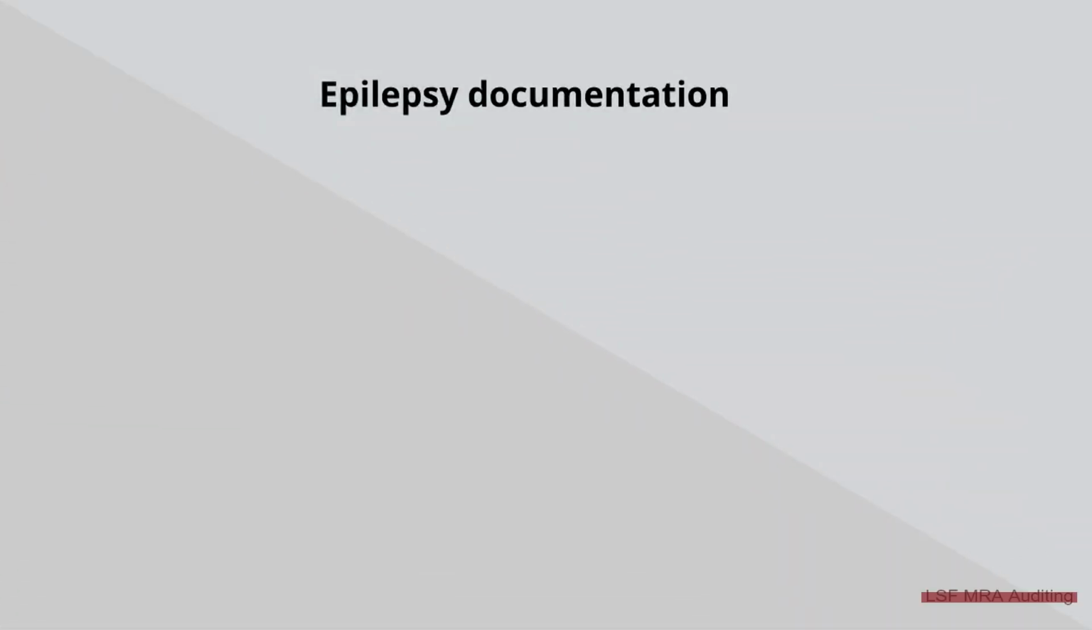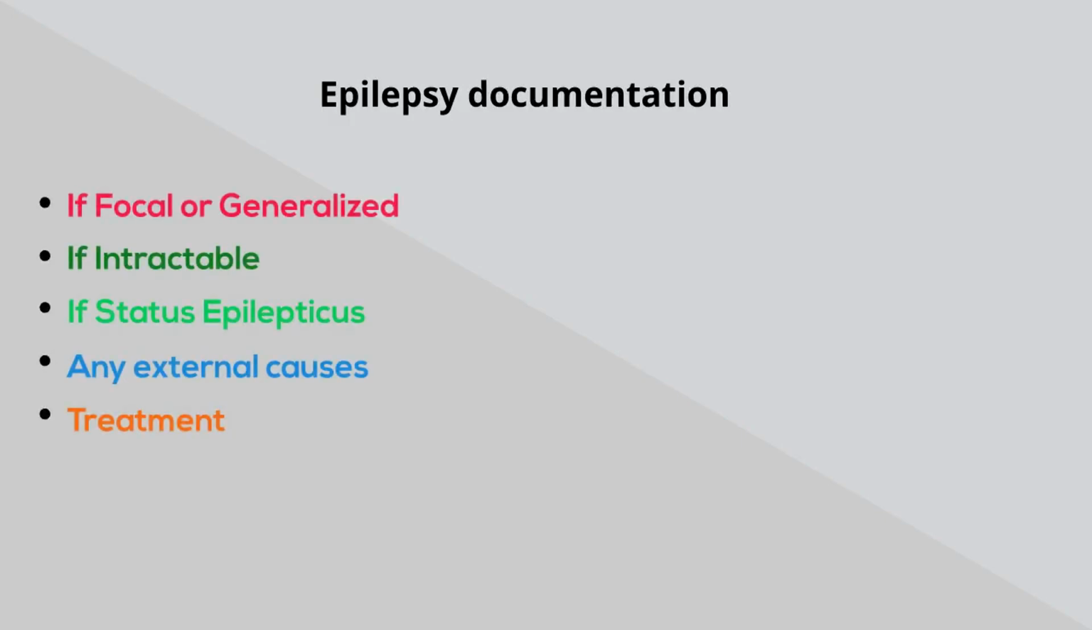Do not report history of epilepsy for a patient whose condition is controlled with medication. Document if epilepsy is focal or generalized. Document if properly dosed antiepileptic medications do not control the seizures to know if epilepsy is intractable. Document how long the patient stays unconscious between seizures to document any status epilepticus. Document any external causes. And document the medication.